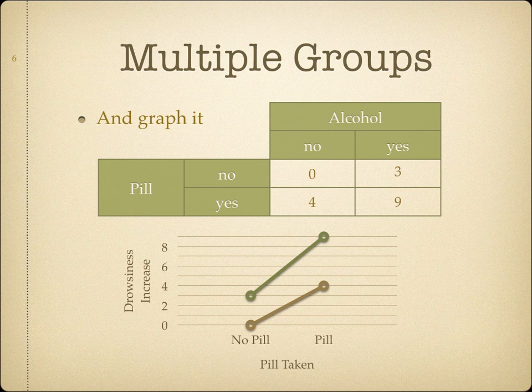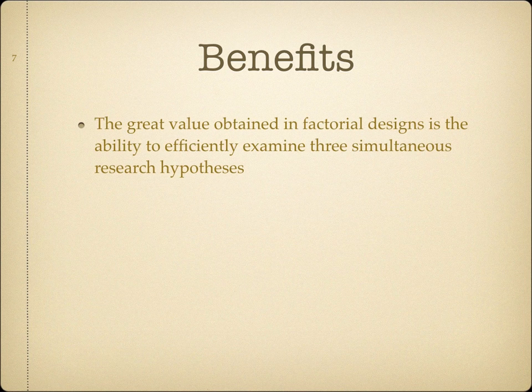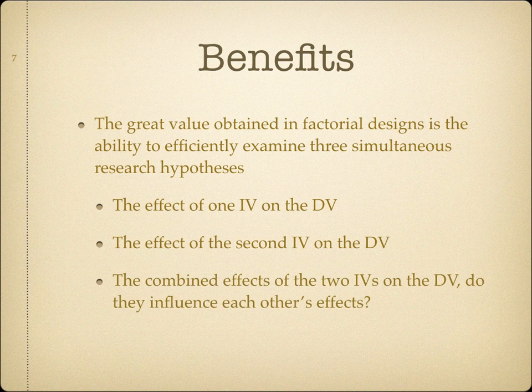So what we want to do is talk about what the value is we're gaining from this. We get a tremendous amount of value in our factorial designs because we're able to efficiently examine 3 simultaneous research hypotheses: the effect of one independent variable on the dependent variable, the effect of the second independent variable on the dependent variable, and the combined effect of the 2 independent variables on the dependent variable.